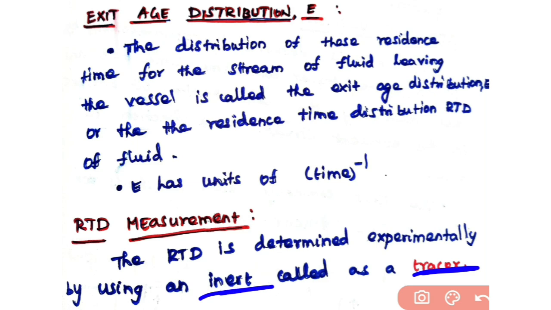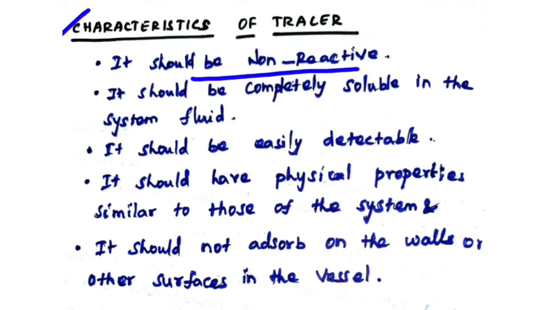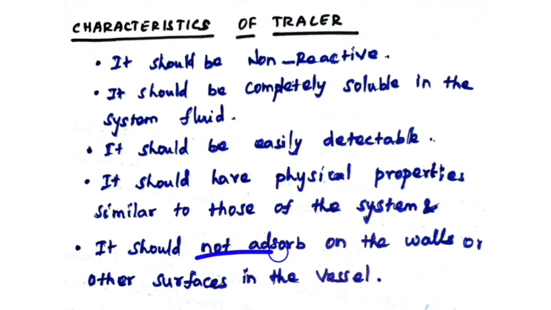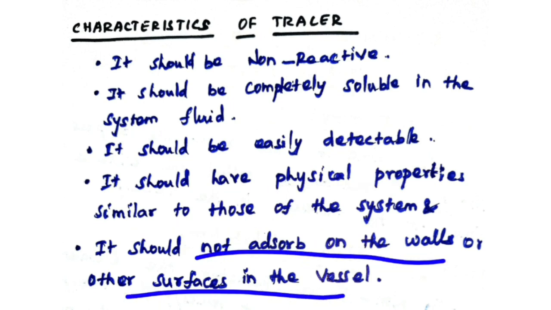Let's see the characteristics of a tracer. It should be non-reactive, that is, an inert chemical. Then it should be completely soluble in the fluid system, so it should be completely soluble with your feed stream. Then it should be easily detectable, so that we can measure the concentration of the tracer in the effluent stream. Then it should have physical properties similar to those of the system, that is, similar to those of your feed. Then it should not adsorb on the walls or other surfaces in the vessel.